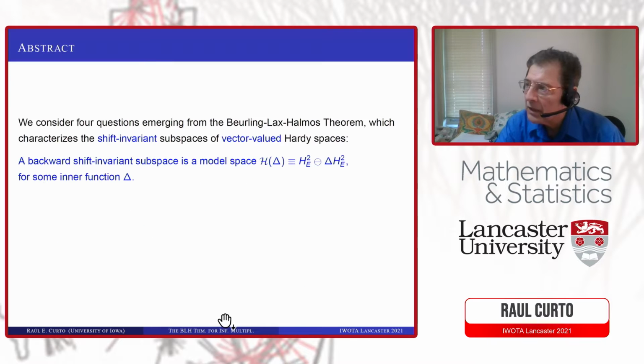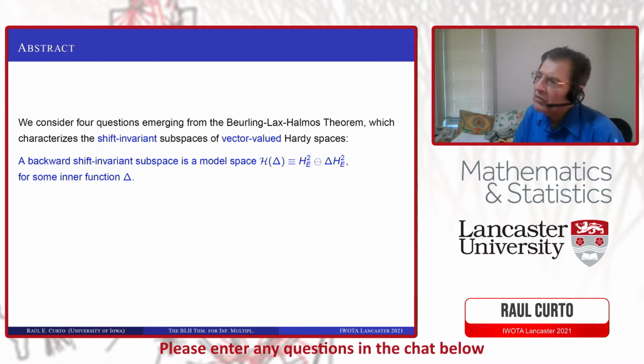And we're going to start from the very beginning by saying that there are four questions. We identify four questions that emerge from that theorem. The theorem characterizes shift invariant subspaces for vector valued Hardy spaces. So it completely says that the backward shift invariant subspace is a model space for some inner function delta.